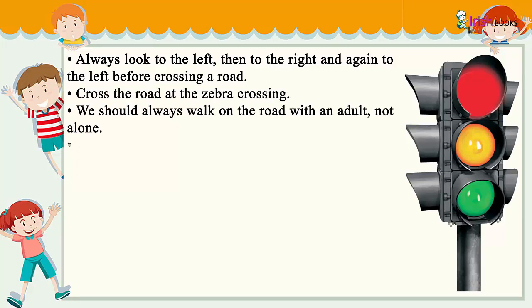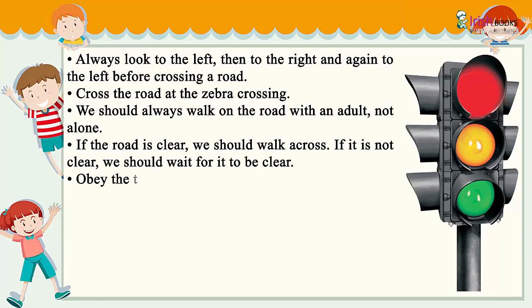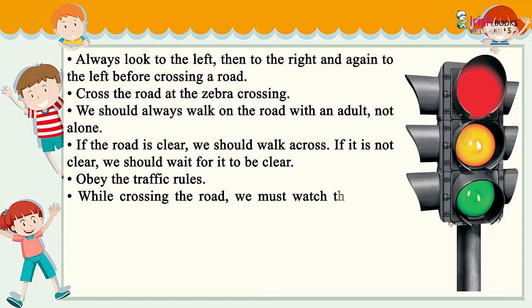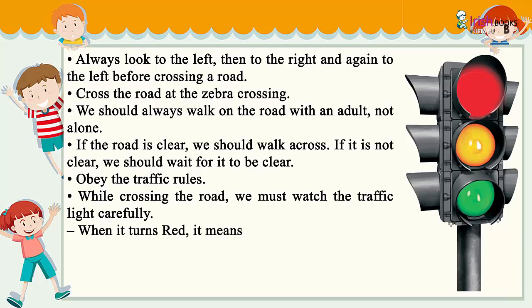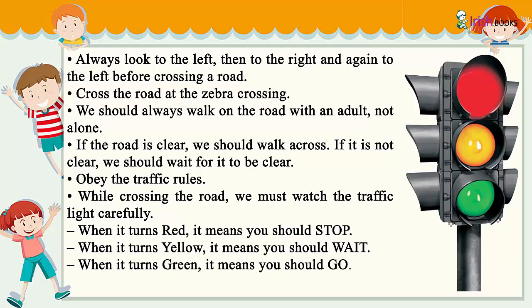We should always walk on the road with an adult, not alone. If the road is clear, we should walk across. If it is not clear, we should wait for it to be clear. Obey the traffic rules. While crossing the road, we must watch the traffic light carefully. When it turns red, it means you should stop. When it turns yellow, it means you should wait. When it turns green, it means you should go. Do not tease animals on the road.